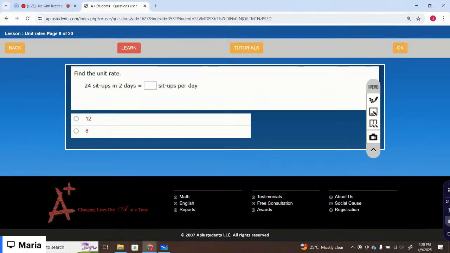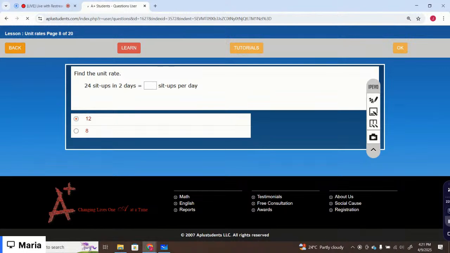Find the unit rate 24 sit-ups in 2 days. That is 12 sit-ups per day. Option number one is the correct option.